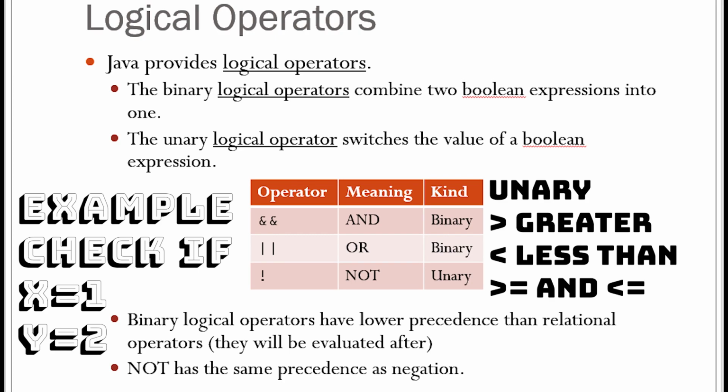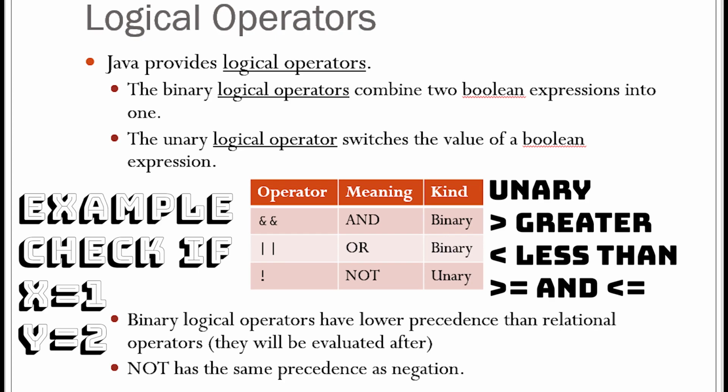But let's say you have a program where you want to check if either x is 1 or y is 2, and it's not compulsory that both are their respective values. In this case, you have: if x equal to 1 or y equal to 2, system.out.println, condition satisfied.